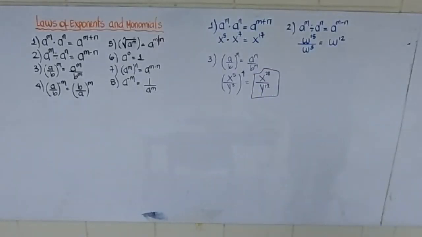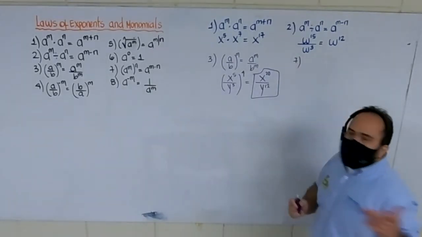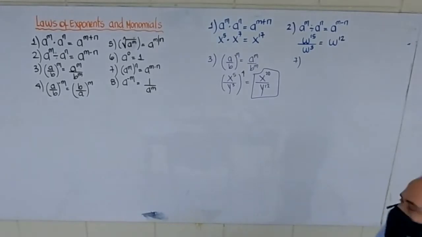The name of this rule is power of power because we're going to write a fraction and the powers will be multiplied. And number 7, just to explain already, is the same rule as number 3. What is the difference?